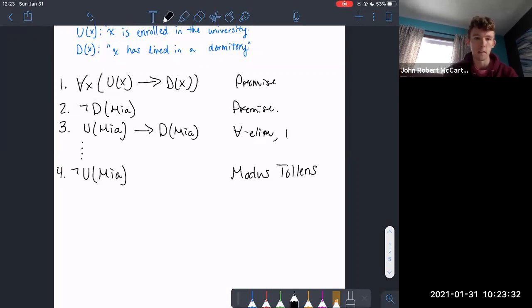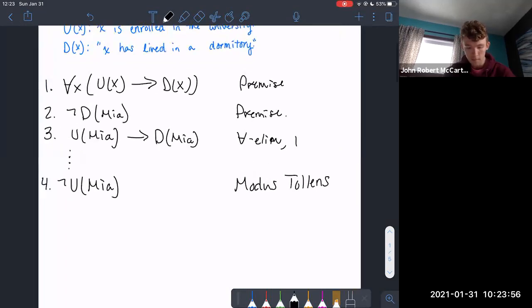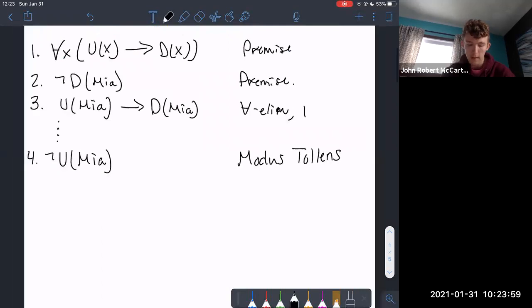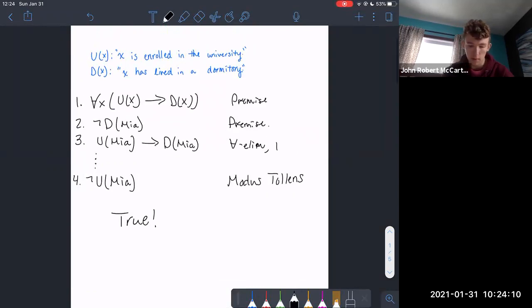Now, intuitively, I like to think of this as utilizing the fact that the contrapositive is logically equivalent to an implication. So really, we're turning this U of Mia implies D of Mia into the contrapositive, and then implicitly using the implication elimination to get our negation of U. And again, you can prove this on your own using another natural deduction proof, but I won't go through that here. So we have shown that this is true using natural deduction.